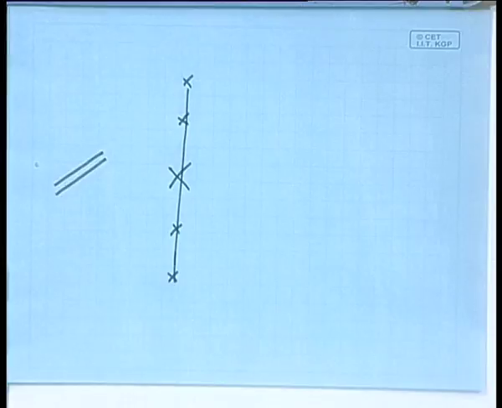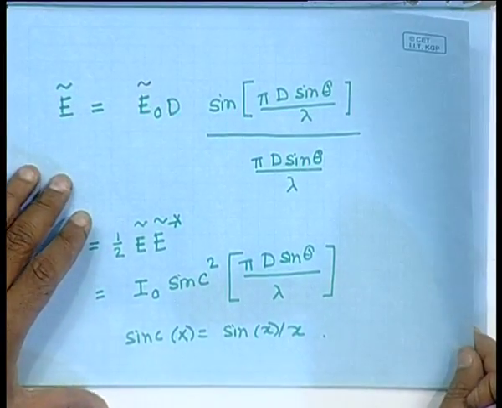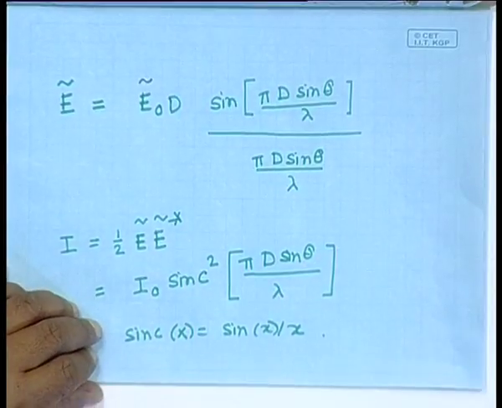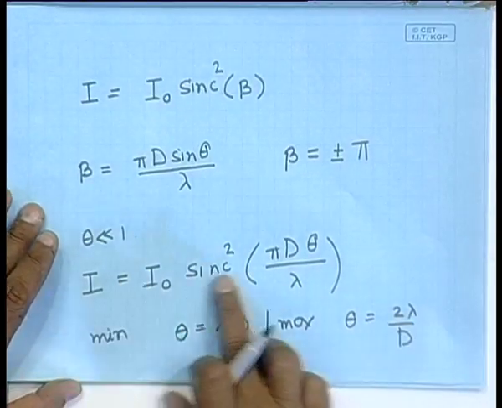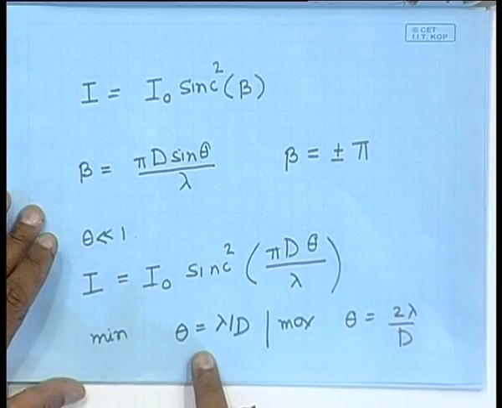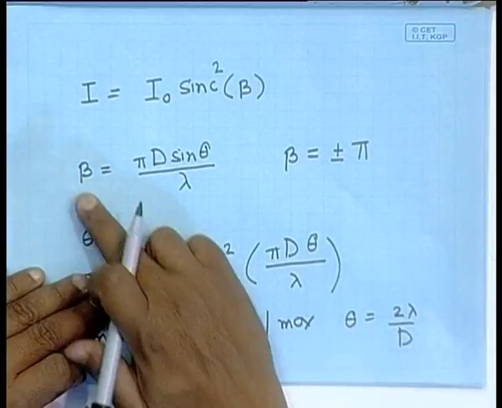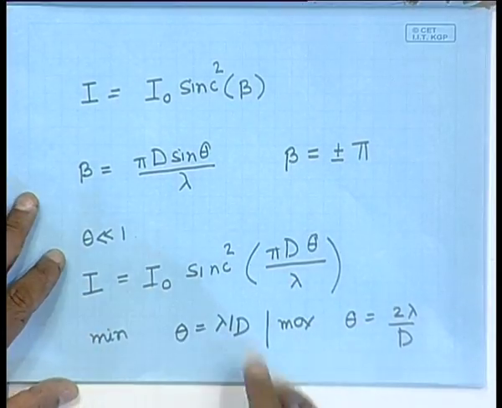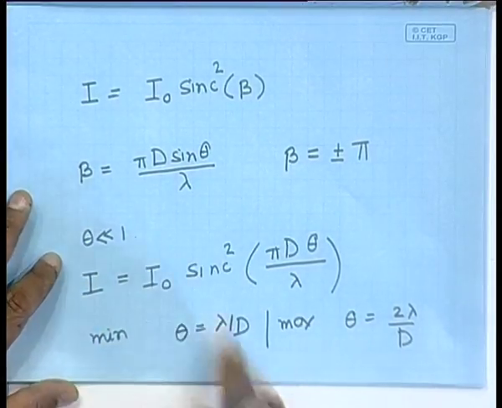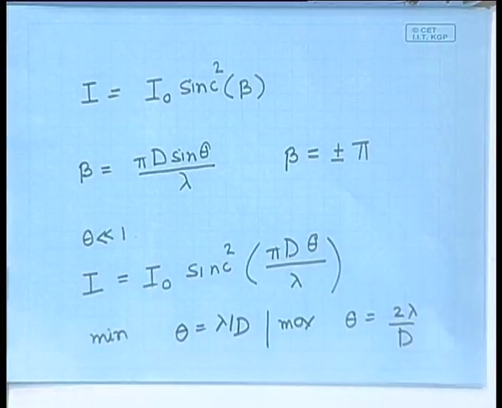Whose intensity is given by this formula, or for small theta it is given by the formula over here. You will have minima and you will have maxima. The minima will occur whenever beta is an odd multiple of pi. The maxima will occur whenever beta is an even multiple of pi, when sin theta becomes equal to 1.